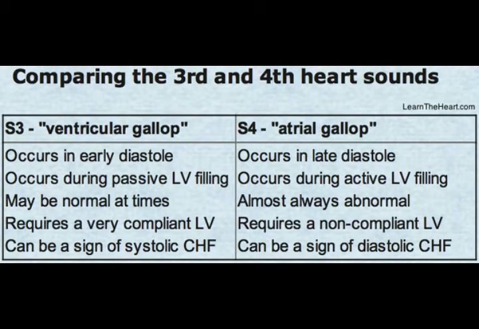Compliance is defined as the inverse of stiffness. A more compliant left ventricle will allow for a larger change in volume for any given change in pressure. In ventricular hypertrophy, the ventricular compliance is decreased, that is, the ventricle is stiffer. Because the thickness of the ventricular wall increases, ventricular end diastolic pressure is higher at any given end diastolic volume. Therefore, any condition that creates a non-compliant left ventricle will produce an S4, whereas any condition that creates an overly compliant left ventricle will produce an S3 heart sound.